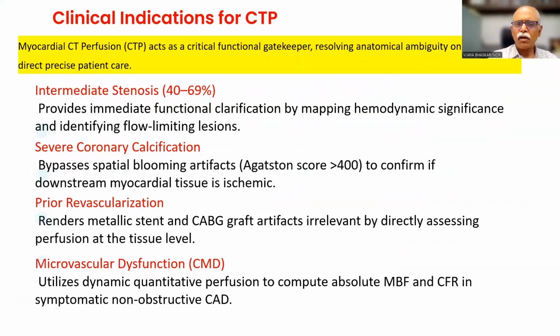Now, recap, clinical indications for CT myocardial perfusion: intermediate stenosis, 40-69%. You want to show definitively ischemia with objective parameters like getting an absolute myocardial blood flow, do CT myocardial perfusion. Severe coronary calcification, which hinders the FFR and stenosis quantification, myocardial perfusion is a very good modality. Prior revascularization with stents and bypass, if you suspect ischemia, do a CT myocardial perfusion. And to differentiate between a coronary microvascular dysfunction and epicardial coronary artery stenosis, CT myocardial perfusion is a very good modality.